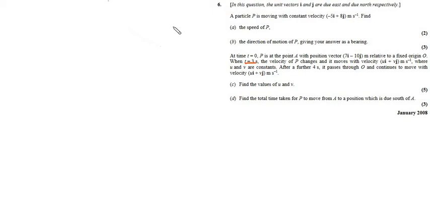Okay, so for part 2 of this question, they say at the time t equals 0, p is at the point A with position vector 7i minus 10j relative to the origin. When t equals 3 seconds, the velocity of p changes and it moves with a velocity of ui plus vj meters per second, where u and v are constants. After a further 4 seconds, it passes through the origin and continues to move with velocity ui plus vj. Find the values of u and v.